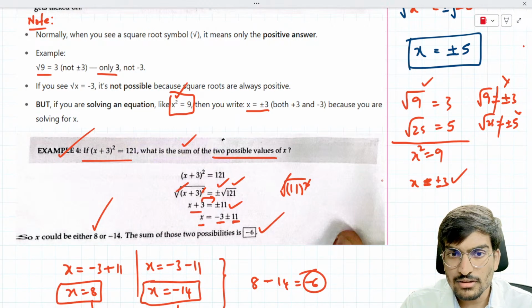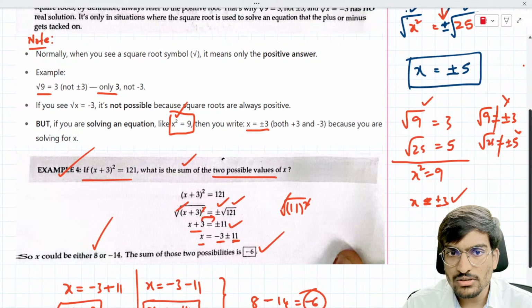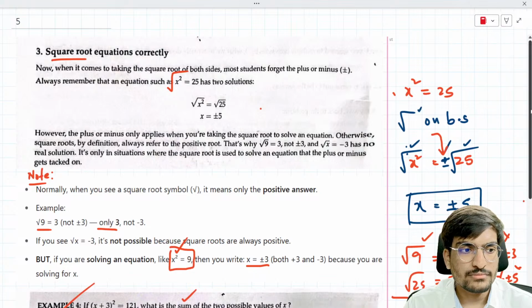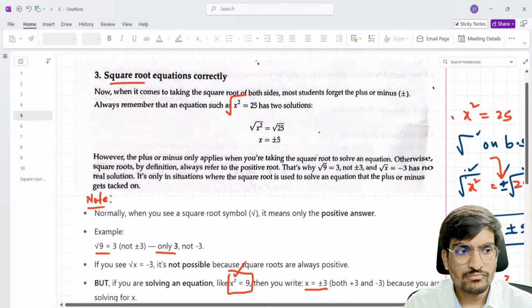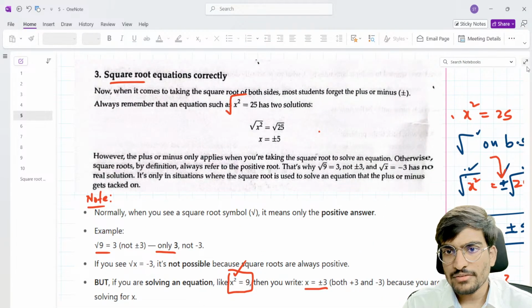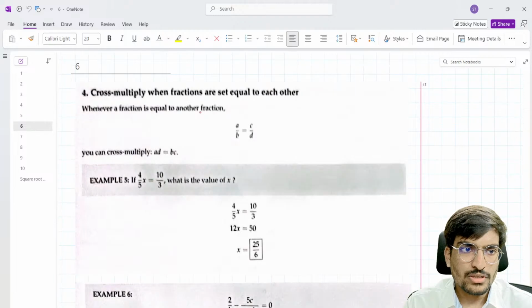Is it clear? If it is clear, just type clear. Yeah, thank you. Moving on to the next one.